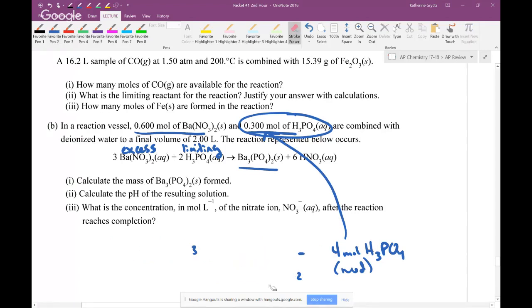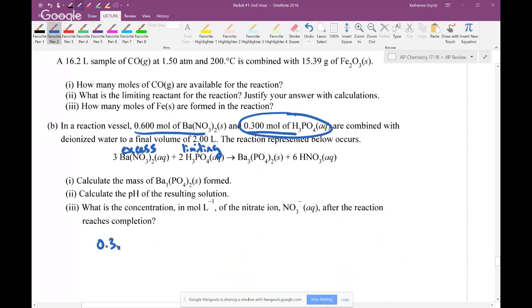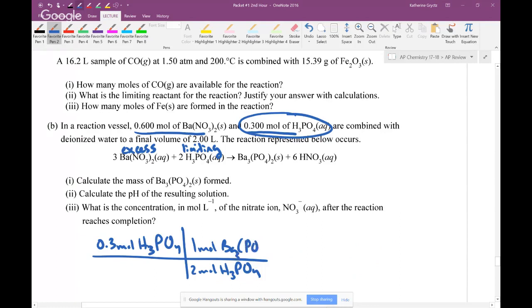Okay, so with the 0.3 moles of H3PO4, if I were answering the first question, I would do 2 moles of H3PO4 makes 1 mole of barium phosphate. And then Colin, what's the molar mass? 601.93 over 1 mole. All right, and you get some grams. That would be relatively large: 90.3 grams.